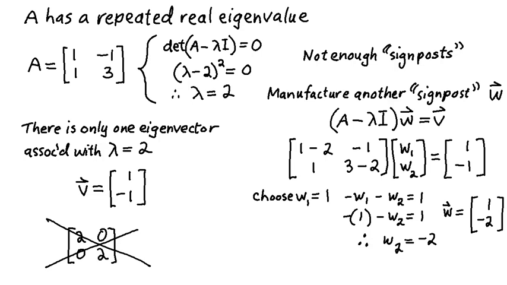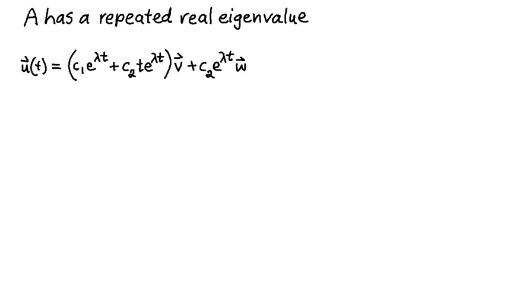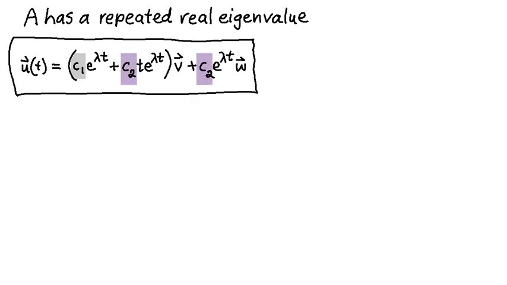What we do now is use these two signposts to build a formula for the solution to a system of linear, homogeneous, differential equations that involve a matrix with a repeated real eigenvalue. The formula we build is this, where C1 and C2 are constants that depend on an initial condition.